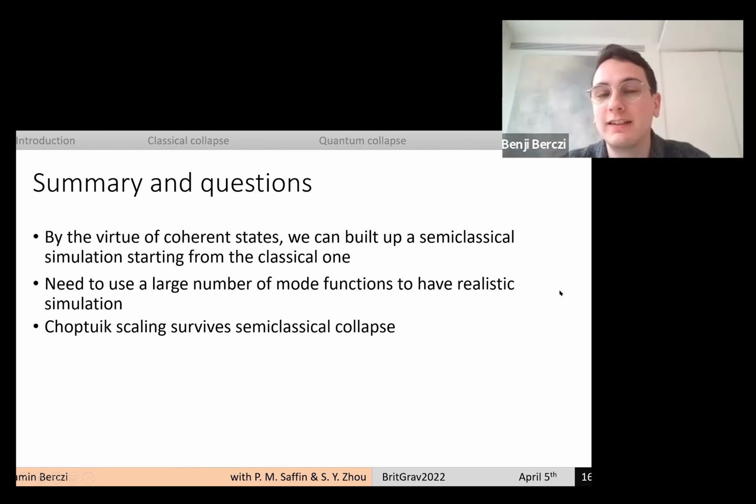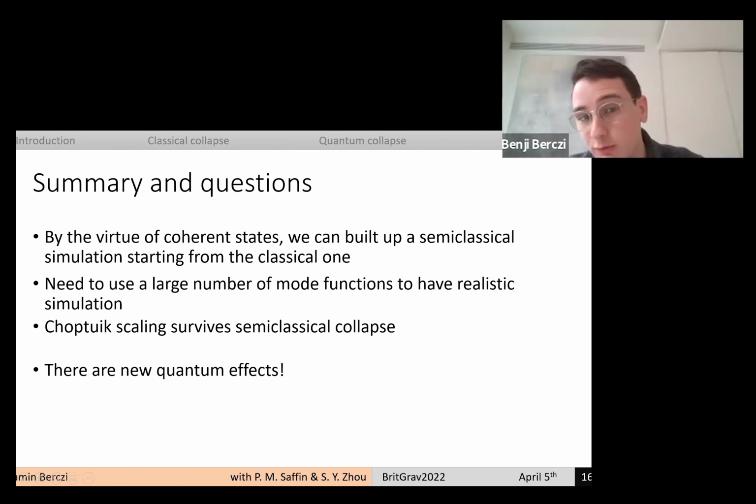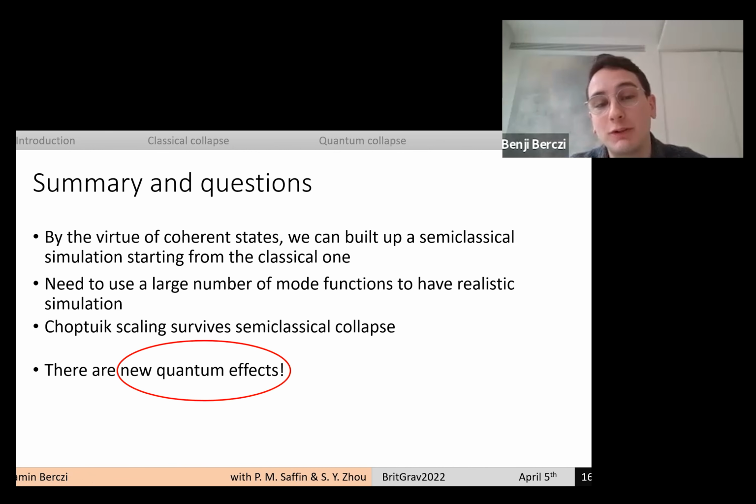So we expect that even quantum matter shows this scaling and universality at the critical point of black hole formation. And we see that there are new quantum effects, but what they are, we don't exactly know. We can't really say that they are Hawking radiation, even though they're just around the horizon. We have to look at correlation functions and things like that to make sure that it actually is.